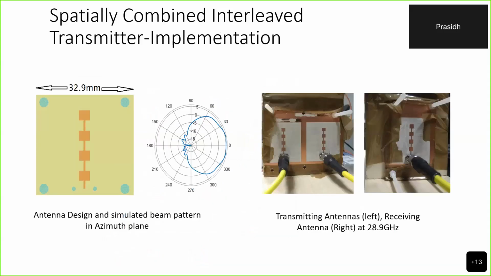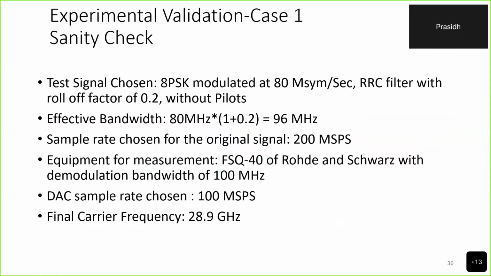So here is an experimental validation that was conducted in a small lab facility. On the left side we have the two transmitting antennas, and these were specifically made wide beam so that I do not have to apply beamforming weights. And on the right side, you can see the receiving antenna. Initially, we went with a test signal below 100 megahertz, so that it could be demodulated by the equipment in the lab.